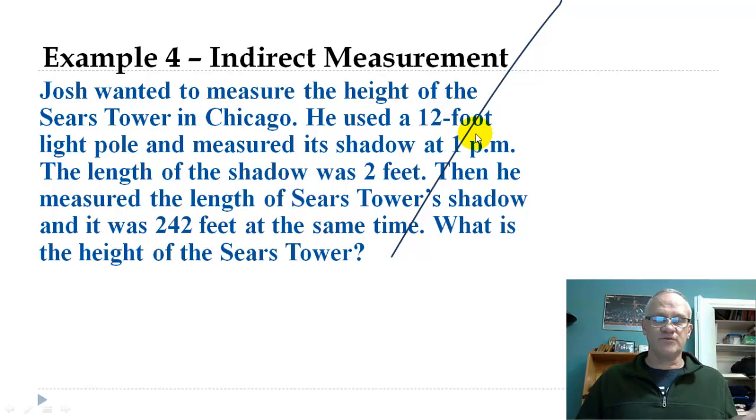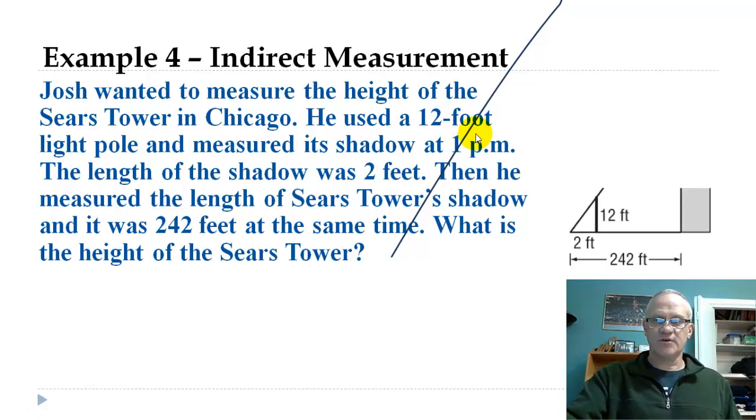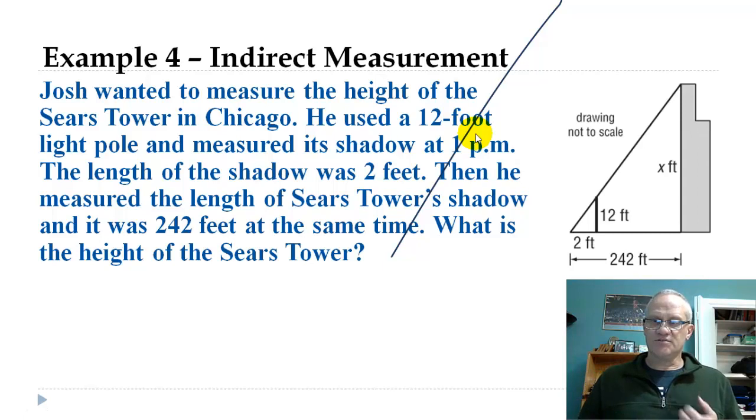Okay, well, that's kind of confusing. So it's always a good idea to try to draw a diagram. Unfortunately, there is a diagram for us already. I'm going to put it up here so we can see. So let me explain here how this came about. All right, so this here is the light pole. Here's your 12-foot light pole, so it's 12 feet high, and it made a shadow of 2 feet. So this is the shadow length, 2 feet.